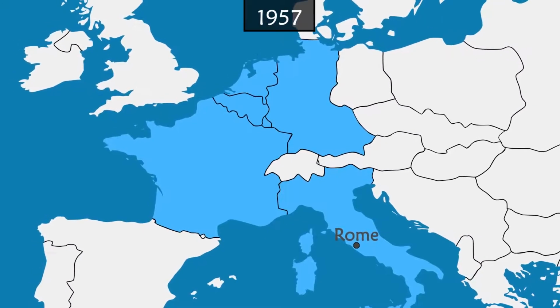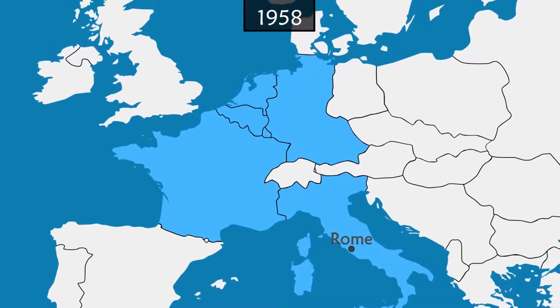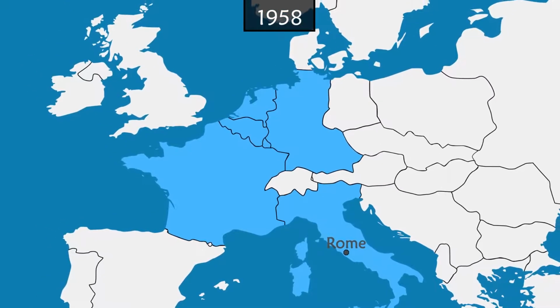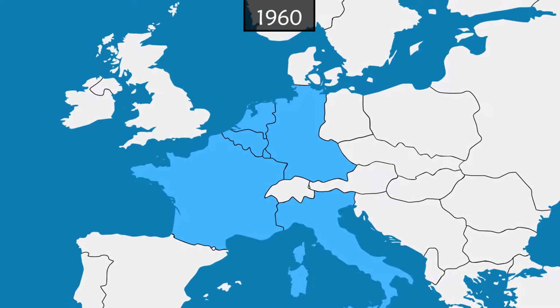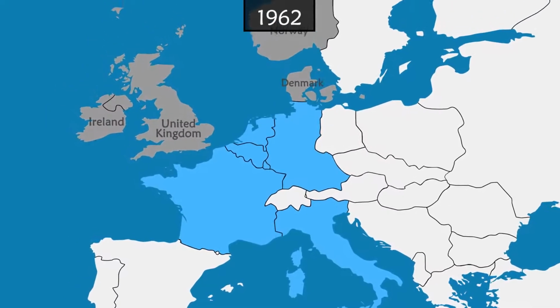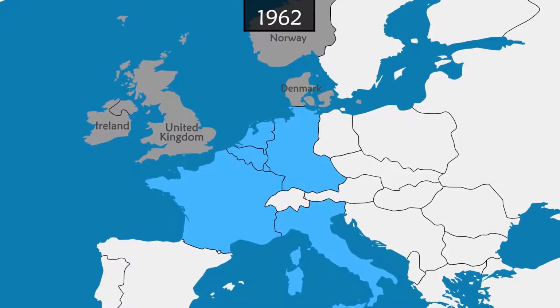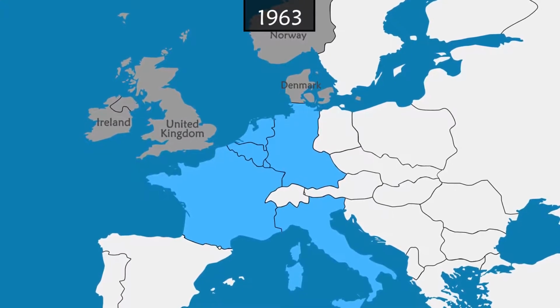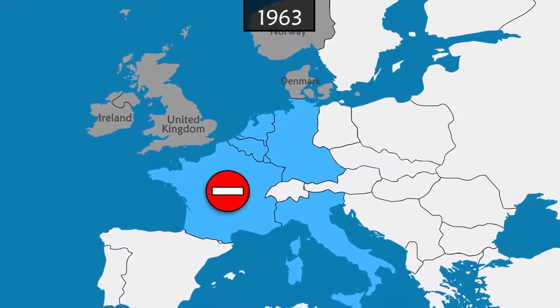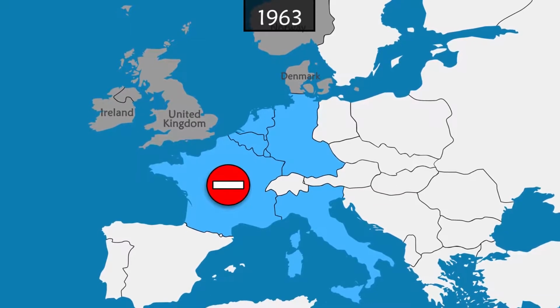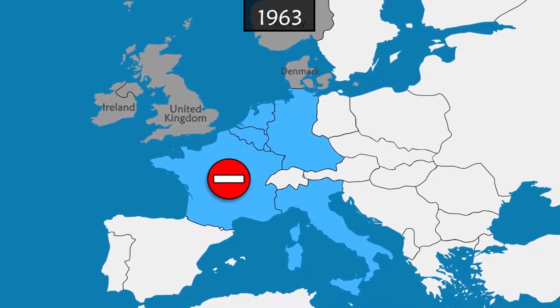The Treaties of Rome enter into force in 1958, but it would take several years for its policies to be implemented. Many countries asked to join the communities, including the United Kingdom, but France, under the leadership of Charles de Gaulle, vetoes the accession request, considering the UK as too close of an ally to the United States.